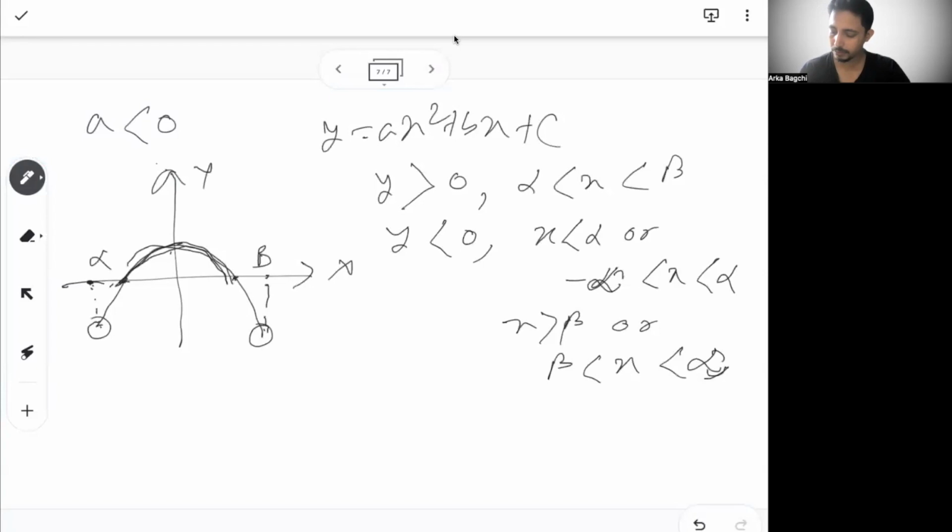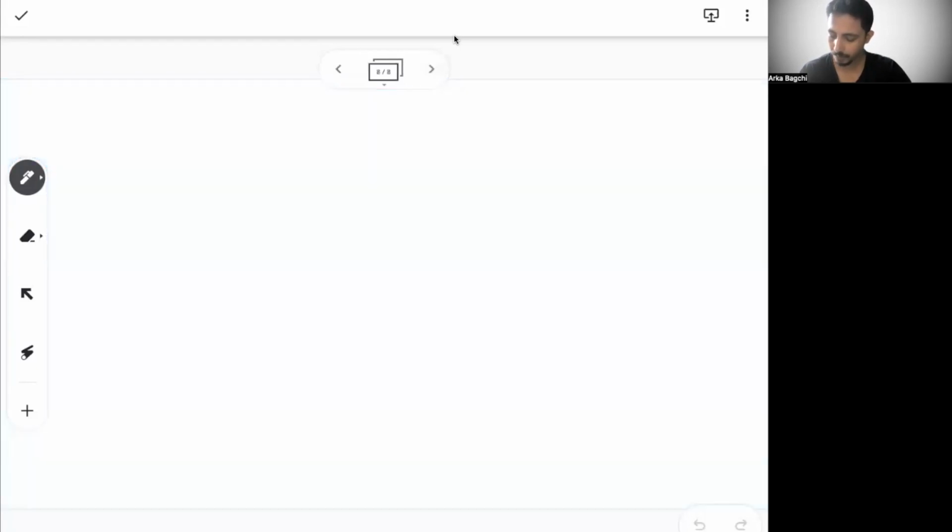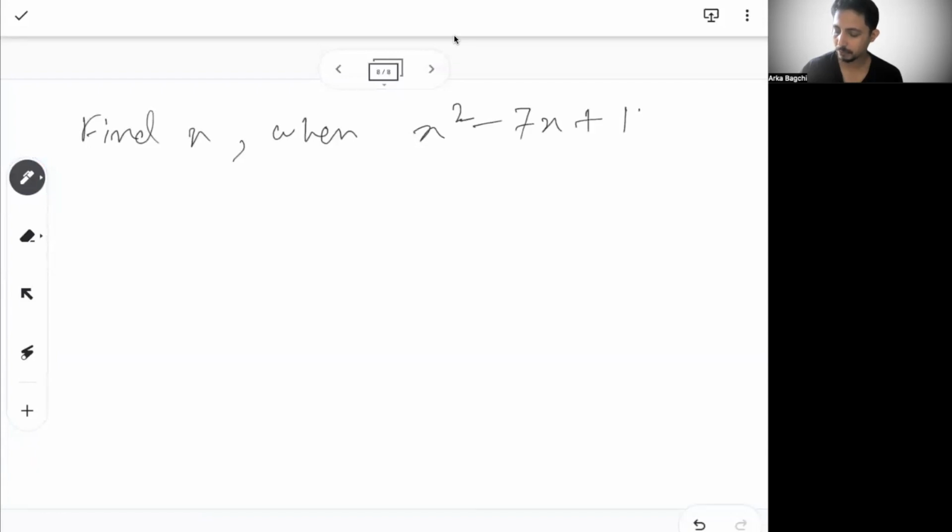So let's take a small example. Find x when, let's say, x square minus 7x plus 12 is less than 0. Find the value of x for which x square minus 7x plus 12 will be less than 0. So let us solve it.